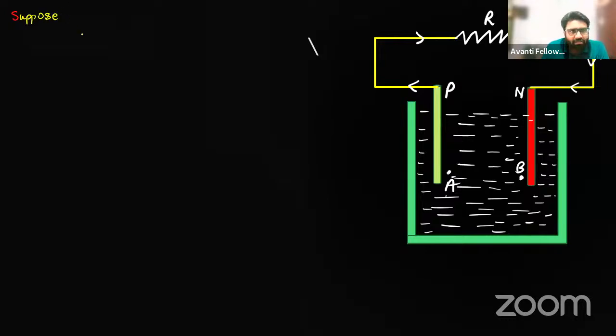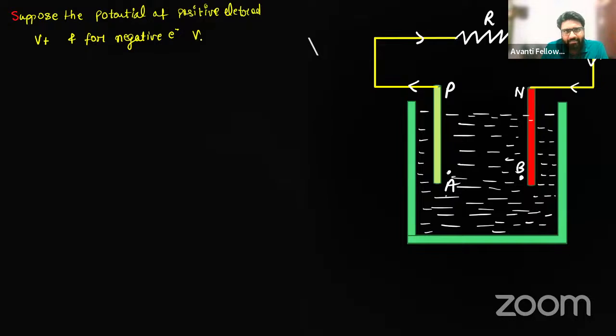Suppose the potential of the positive plate, यानी कि पॉजिटिव इलेक्ट्रोड, ठीक है। Positive electrode is, let's say, V plus, and for negative electrode it is V minus, ठीक है.